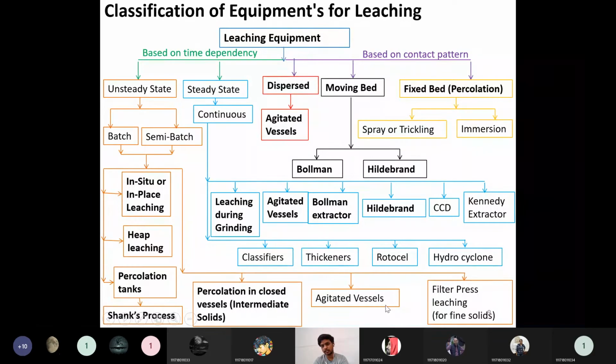Then agitated vessels. Wherever the particles cannot be directly leached, they sometimes need some external forces. In that type of cases, we can use agitated vessels using some external force, some external paddles or some stirrers. These are also of three types. Then filter press leaching. For very small or fine particles, we can use a filter press. You might have seen in mechanical unit operations the filter presses, plate and frame filter press.